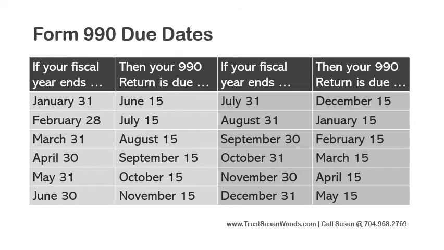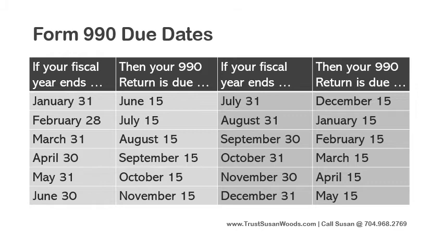So that's how you calculate it. I also provide a convenient at a glance Form 990 due dates chart for you to use, and we will discuss it more in class. It just lets you know if your fiscal year ends January 31st, then your 990 is due June 15th. So it just shows you how to know when to file your Form 990 information returns.